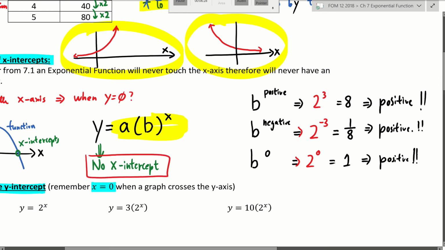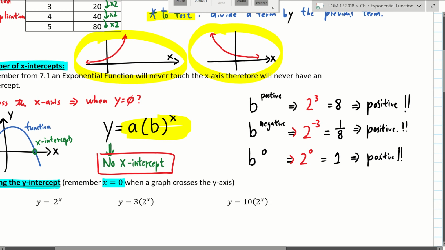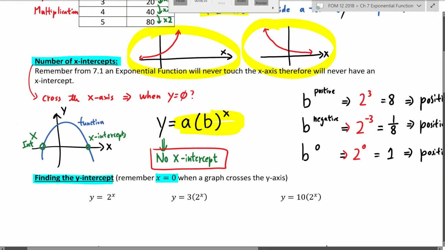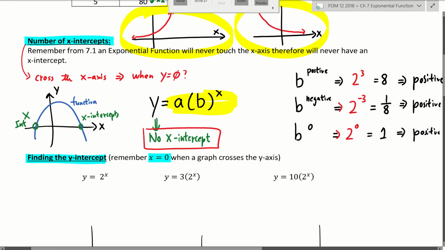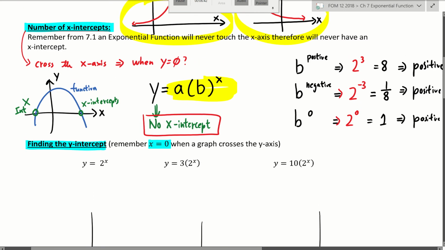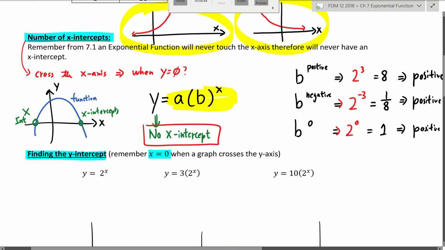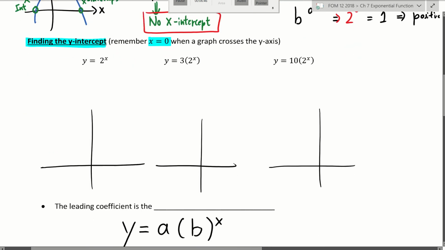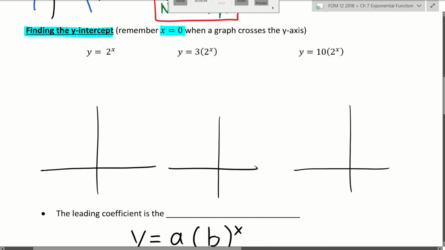Okay, so the x-axis is actually what we call the horizontal asymptote, right? A line that you can never cross. So now find the y-intercept. We talked about the x-intercept, and the result is we don't have any. Now how about the y-intercept? The y-intercept is when x equals 0. The x-intercept is when y equals 0, which can never be true for an exponential function, whereas the y-intercept is when x equals 0.